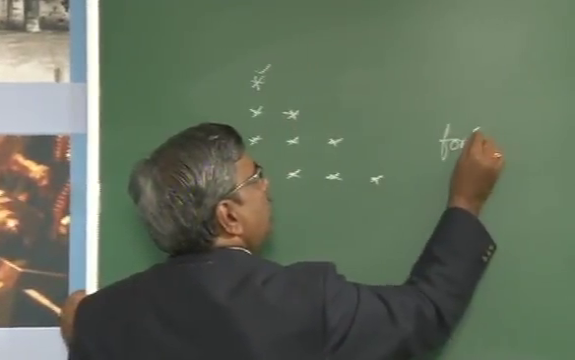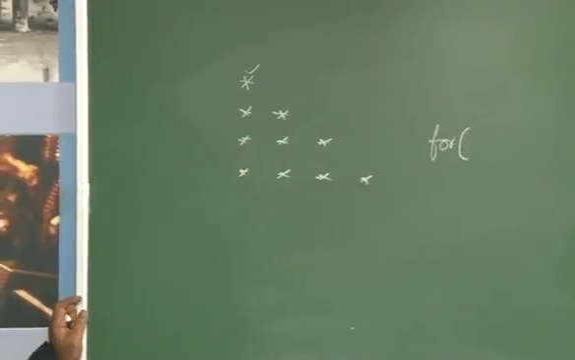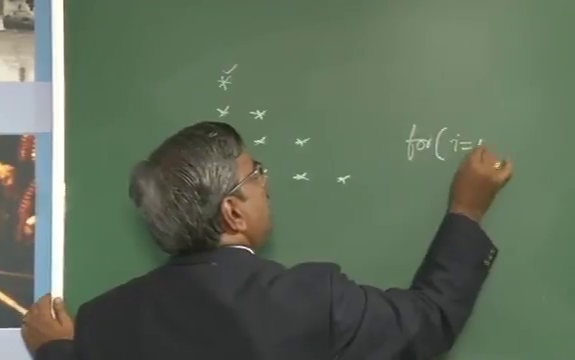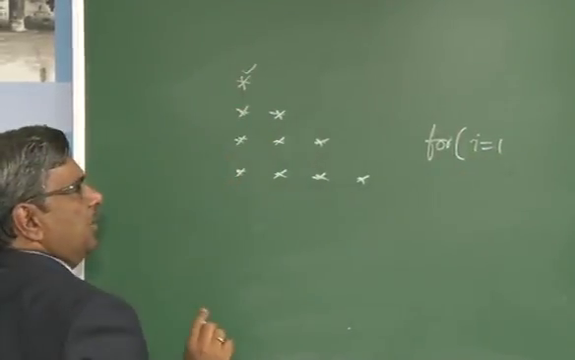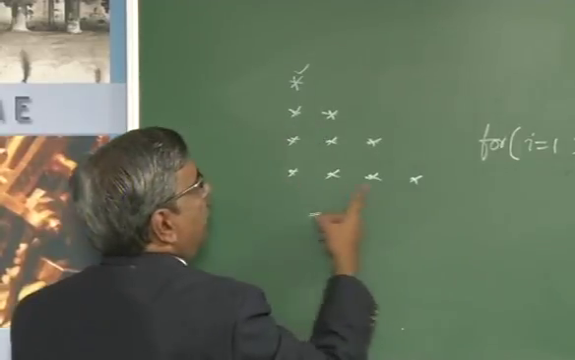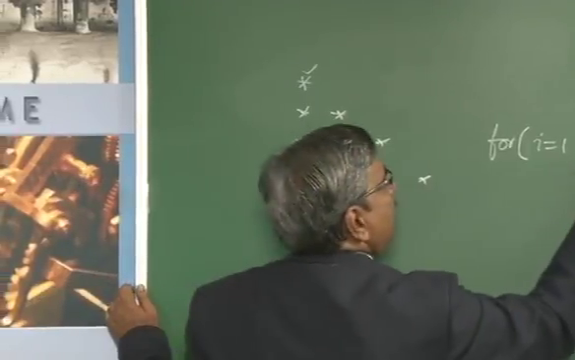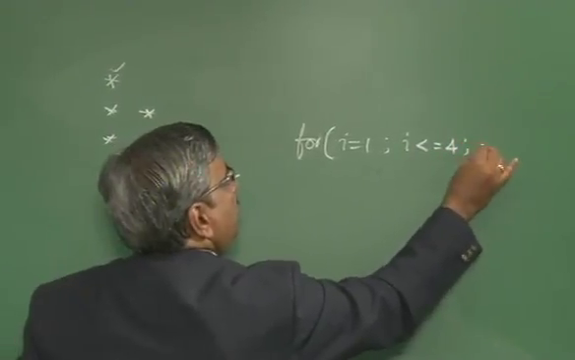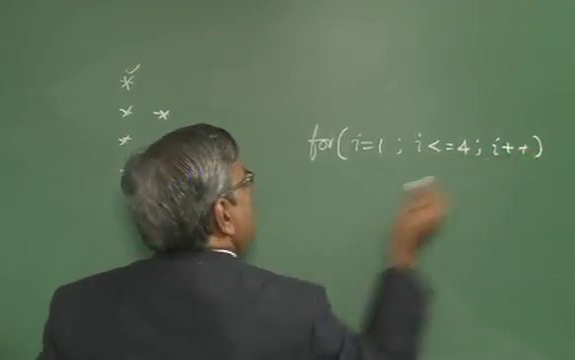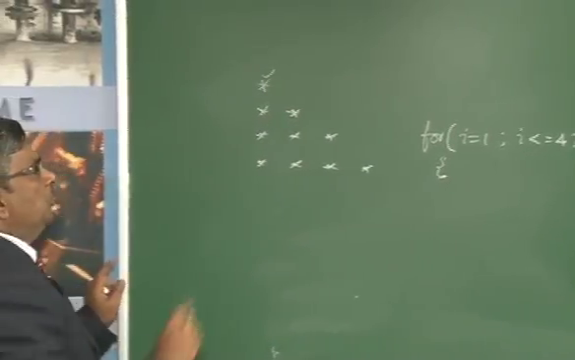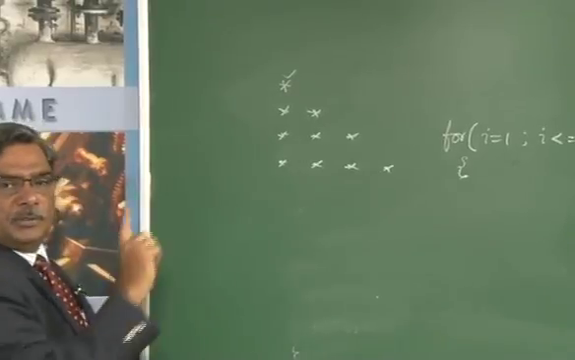For only the printing logic, let us assume for i is equal to 1, because there are 4 lines you have to print. For i less than or equal to 4, because in the 4th line you require 4 stars to be printed, each time increment the value by plus plus. Begin. Now you have to print the star only.